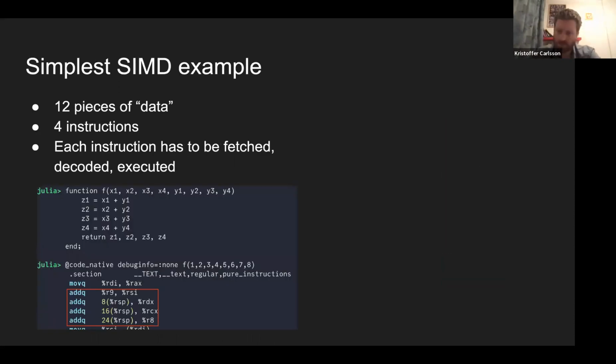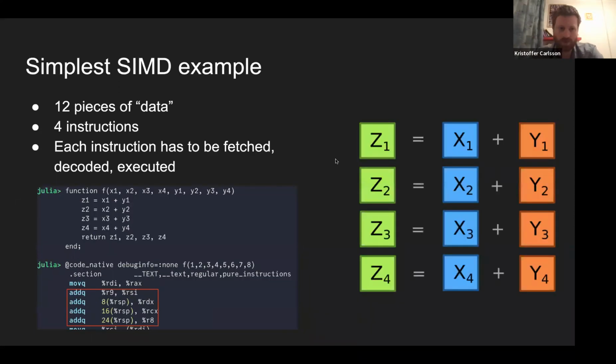So, the simplest possible SIMD example I would show. First I will show it without SIMD, just how it would be normally. Look at the Julia code first. We take in 8 numbers here, x1 to x4 and y1 to y4. Then we create a value here, which is just a sum, and then we return it. If you look at the figure to the right, it's maybe easier to see. We have 4 additions going on. So if we look at the number of data we have here, we have 12 numbers, and we have 4 instructions.